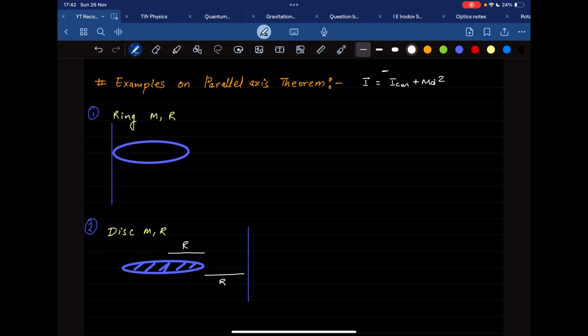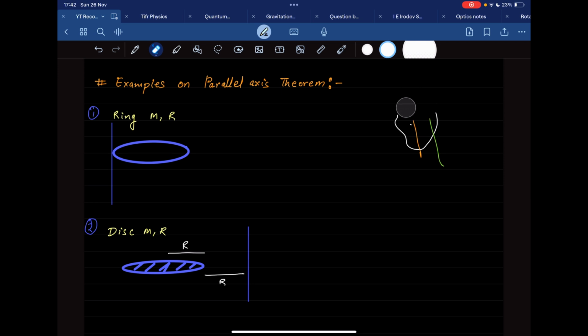If I take a rigid body like this, and this is the center of mass, and I want to find the moment of inertia about this axis, then I will take an axis parallel to this axis passing through the center of mass, find the moment of inertia about that, and then add it to MD square, where D is the perpendicular distance between these two axes, as we know from the last class.